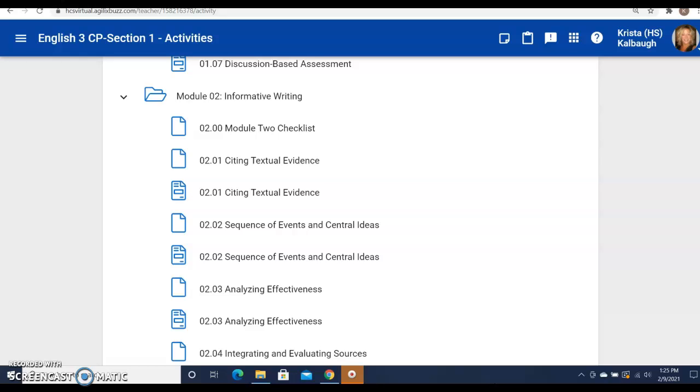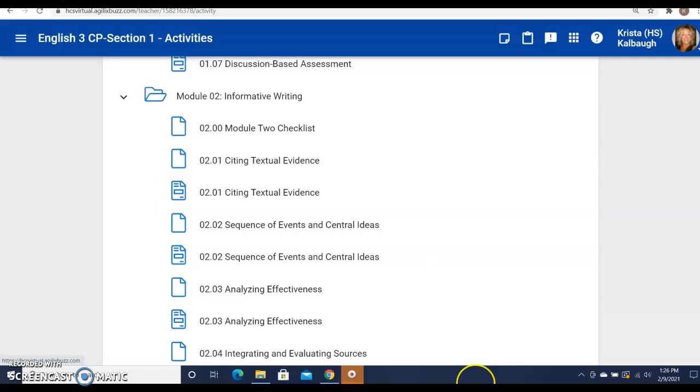And really, each of these assignments builds upon the next, okay? So I think it's set up that you have to do them in order anyway, but there's no reason to skip around because, again, they build on each other, probably like your math lessons do as well. So we are moving into informative writing, and we're going to take a look at 2.01, citing textual evidence.